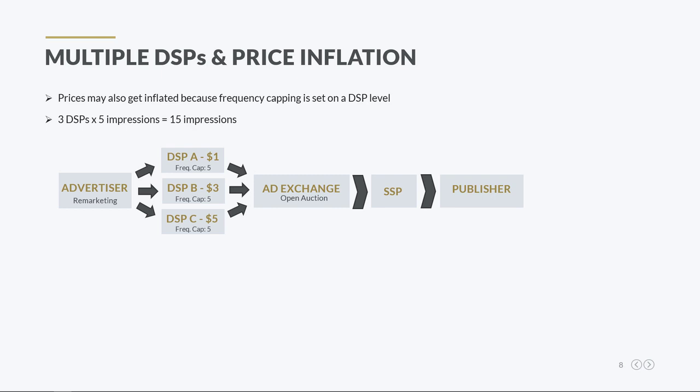This situation results in additional costs for the advertiser, and also may annoy the target audience, something that can negatively impact conversion rates.